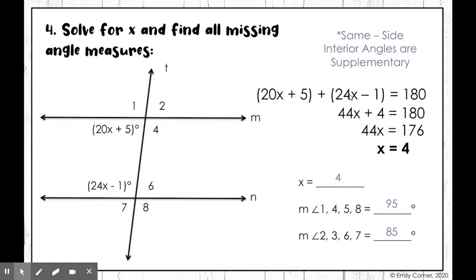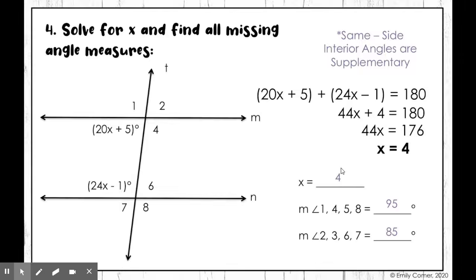We are going to combine like terms. So 20x plus 24x adds up to 44x. A positive 5 plus a negative 1, subtract away 1, positive 4. And now we have 44x plus 4 is 180. This is just a two-step problem that you should have learned how to solve in Math 1. So we're going to move the constant over first. Subtract 4 from each side. 44x is 176. And then we need to divide by the coefficient. Divide each side by 44, and x is 4.